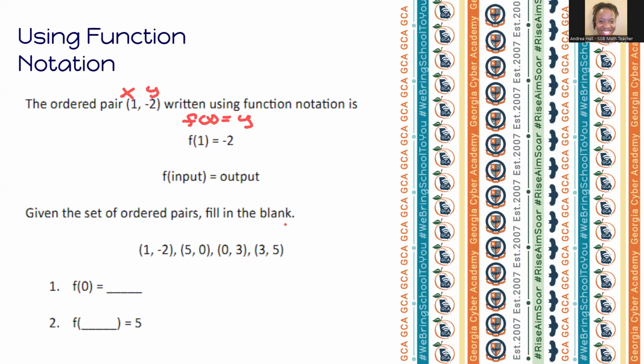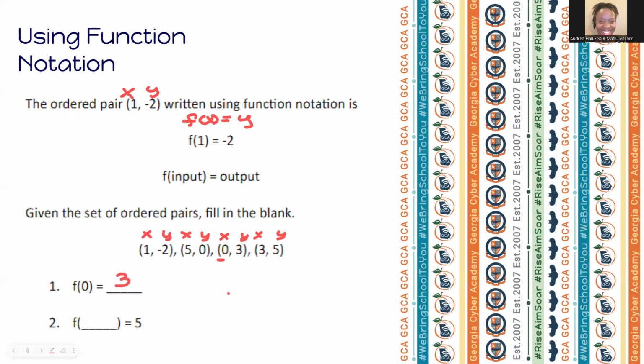Given a set of ordered pairs, fill in the blank. If we have f of 0, that means x is 0, what's the y value? Go ahead and look. We're looking at the x values. Remember, this is x, this is y, x, y, x, y, x, y. So f of 0 means you're looking for an x of 0, and the y value is 3. So there you go.